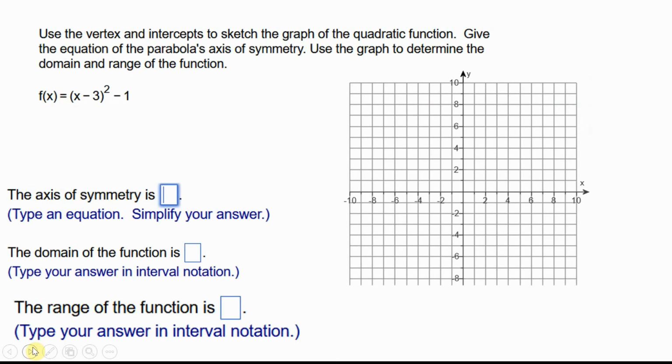So here, use the vertex and the intercepts. We're going to graph this function, and then they want us to find the domain and range. The cool thing about domain and range, you remember when the class first began, that's what we started with, domain and range. That doesn't change. So the vertex, it's in the form already. It's 3 comma negative 1. That's the vertex.